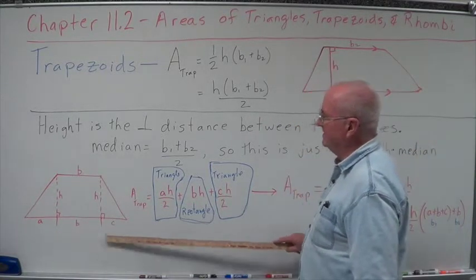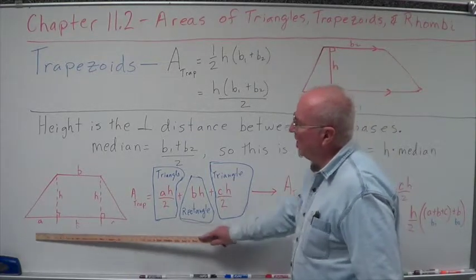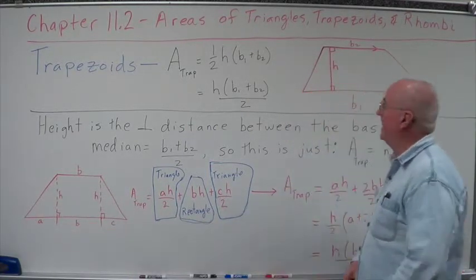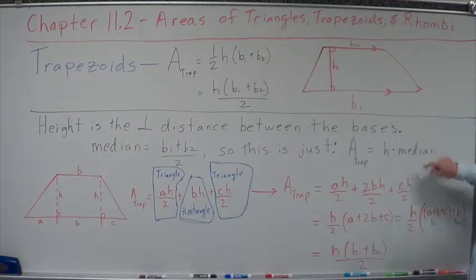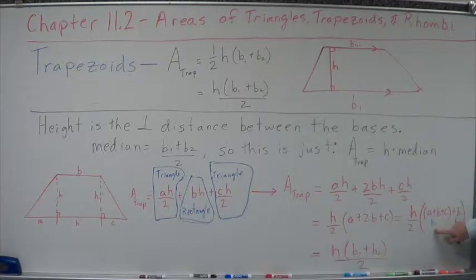A plus B plus C. Well, I add all them together, that's just B1, isn't it? That's just B1, isn't it? And the other B, up there by itself, that's just B2, isn't it? What do we got? H times the quantity B1 plus B2 divided by 2. H times the median equals the area of the trapezoid.